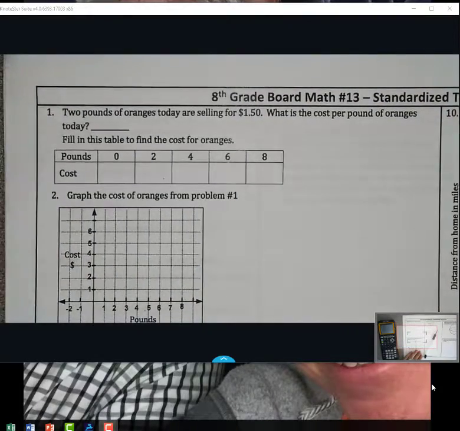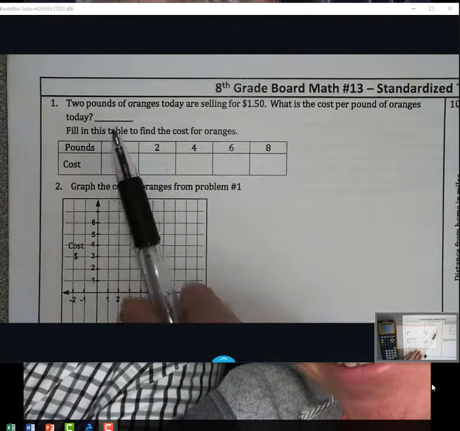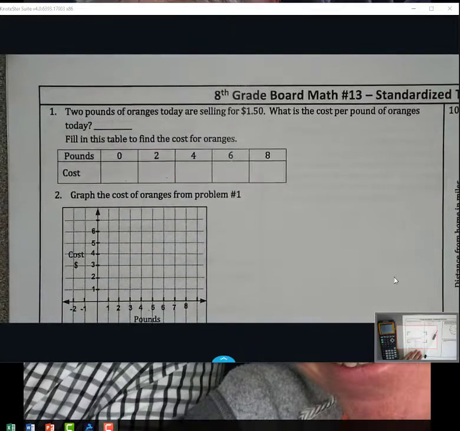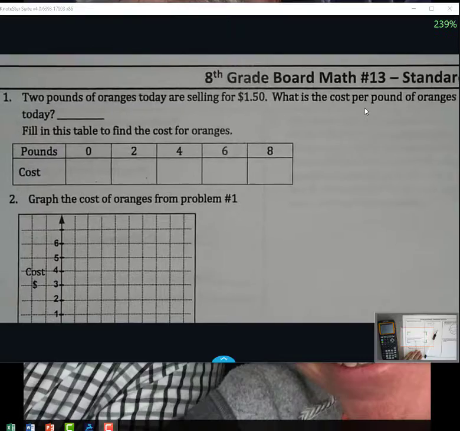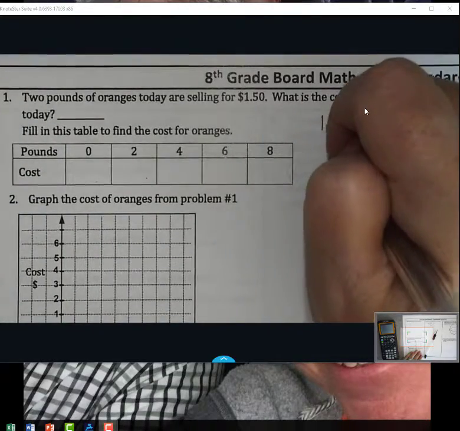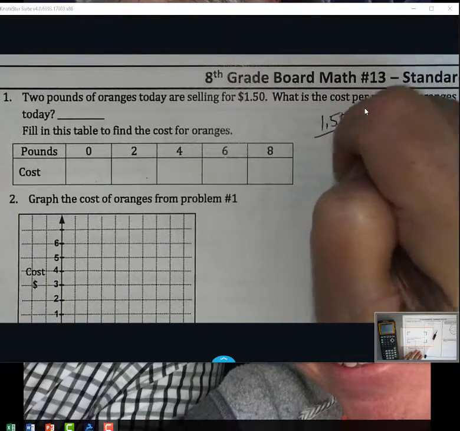Okay, math board number 13. It says 2 pounds of oranges today are selling for $1.50. What is the cost per pound of oranges? So it's $1.50 for 2 pounds.